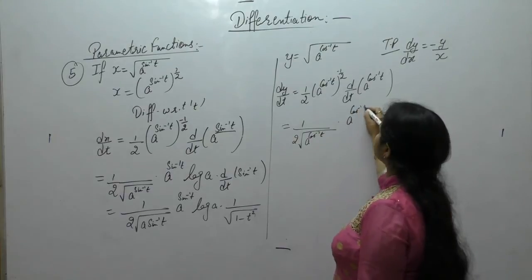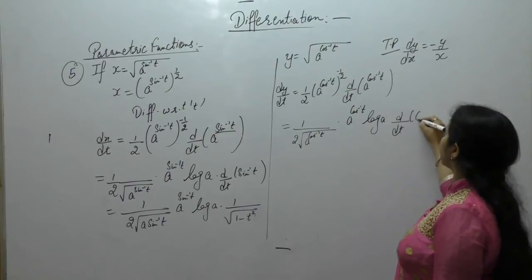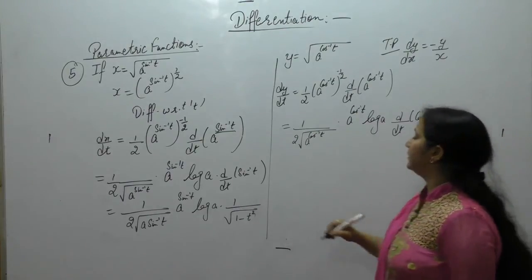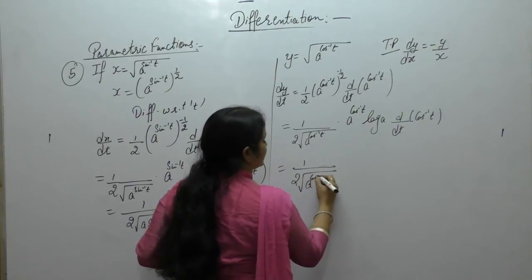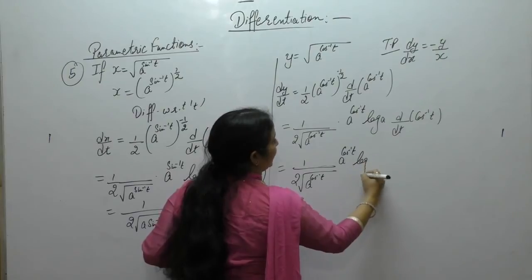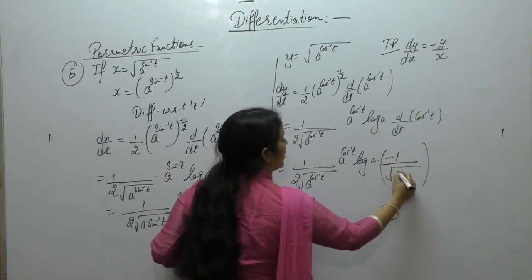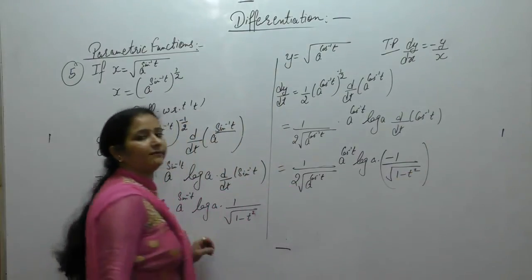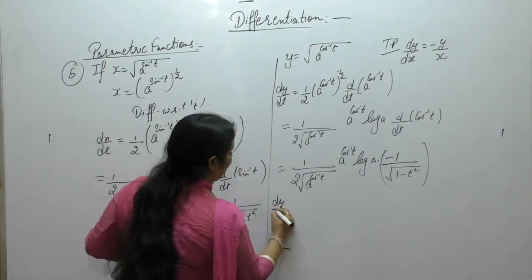A power x log of a. After that, the derivative of cos inverse t: 1 upon 2 square root of A cos inverse T, times A cos inverse T log of A. The derivative of cos inverse is minus 1 upon square root of 1 minus T square. Now we want to find dy upon dx.